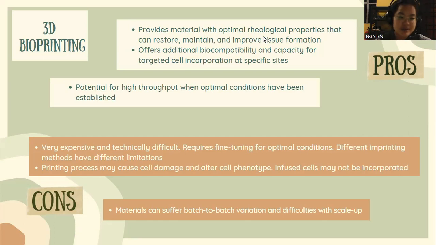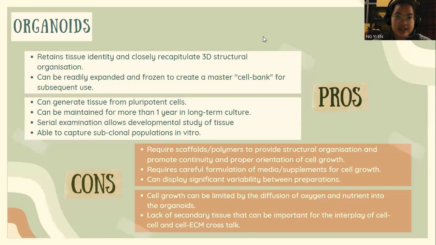Also, 3D bioprinting is technically difficult, and the process may cause cell damage. Moreover, for 3D bioprinting, the material can suffer batch-to-batch variation, which makes it difficult for scientists to obtain accurate results. The next one is organoid.